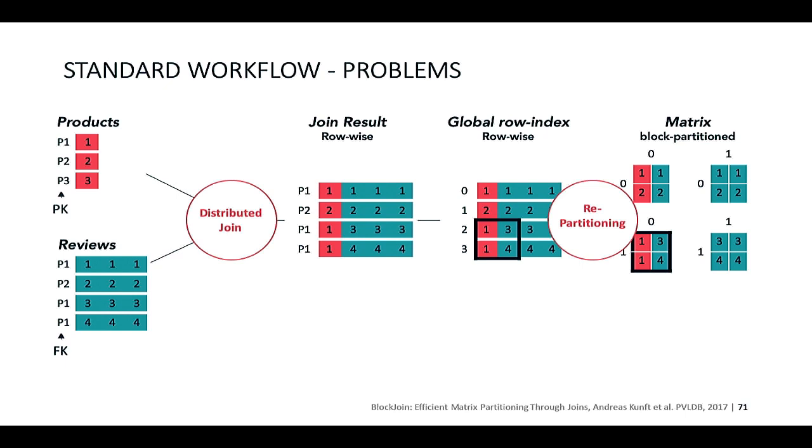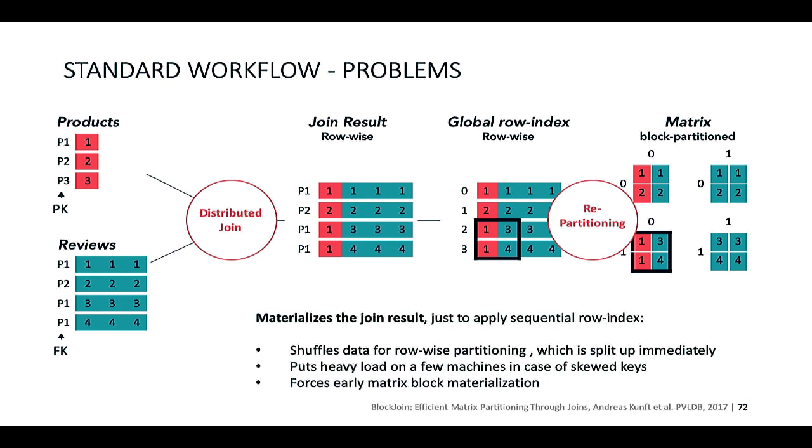So the question is, why do we actually have to do that? When you look at this pipeline more closely, you see that we only materialize the join result in order to apply this global row index. And then afterwards, we split up the data set immediately again. So why do we actually have to materialize the join result? This is a cost we do not actually have to pay.